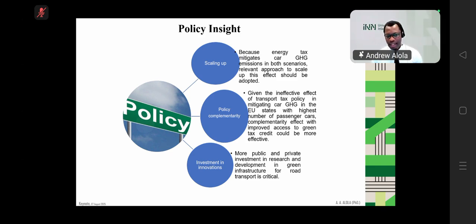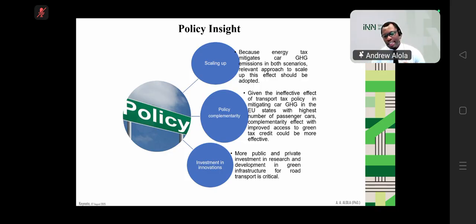Policy complementarity, that is on the part of the transport tax. You will see that the effect of the transport tax is that in the first scenario there is no effect, but in the second scenario that is not desirable, because with the transport tax, the greenhouse gas emission is still increasing. We don't want that. So what should be done? There should be some form of complementarity.